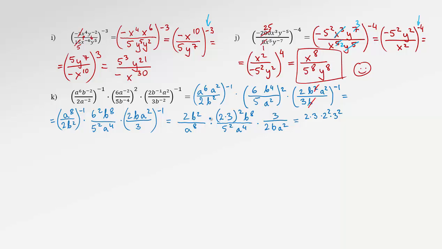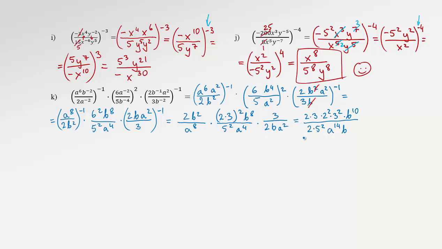Great, then I have b squared and b to the 8, so it's b to the 10. In the bottom, I have this 2 and this 5 squared, 2 times 5 squared, and then I have a to the 8, a to the 4, and a squared. So 2 plus 4 plus 8 is 14, a to the 14, and a single b. Everything is put together, great.